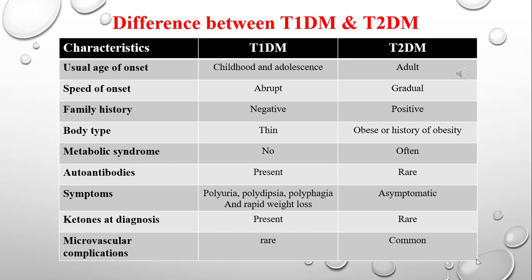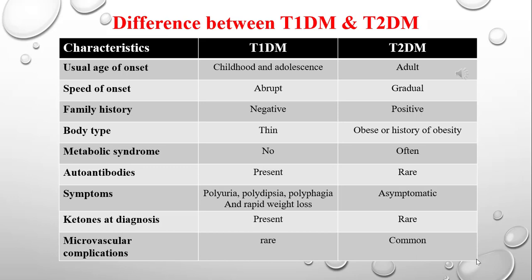Type 1 diabetes occurs in childhood or adolescence and type 2 occurs when a person becomes an adult. Type 1 onset is abrupt, type 2 onset is gradual. Type 1 has no family history, type 2 has family history. Type 1 patients have a thin body type and type 2 patients have obesity. Type 1 patients have no metabolic syndrome and type 2 patients often have metabolic syndrome.